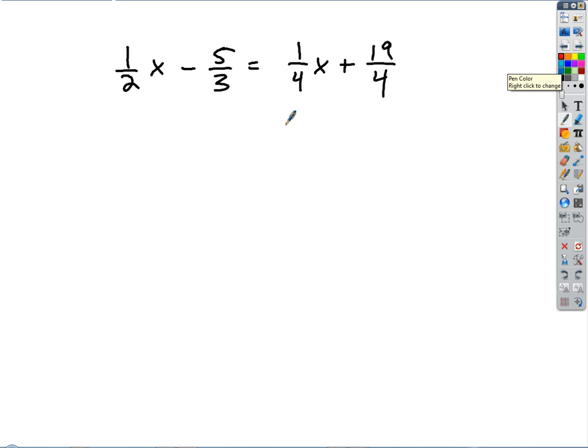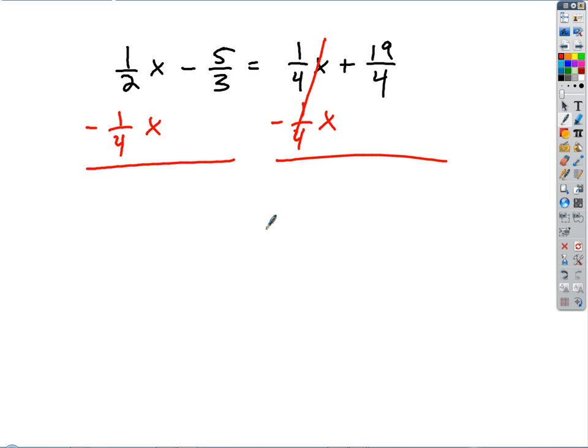So we'll subtract 1/4 x from both sides. That's good. It gets rid of the x's from the right side. And while I'm at it, what might I do with the other constant fractions? Send them the other way. Good. So we could add 5 thirds to both sides, and that'll cancel those. That's good. So what do we end up with then?